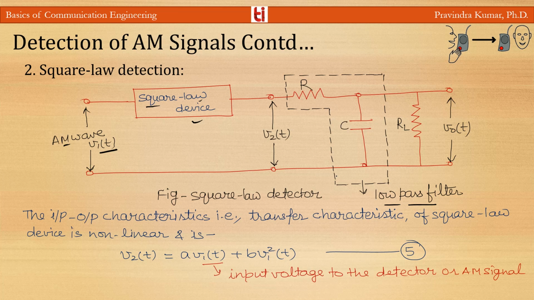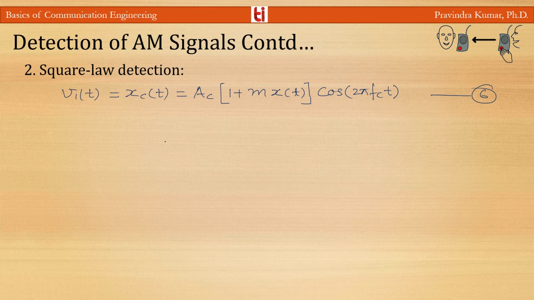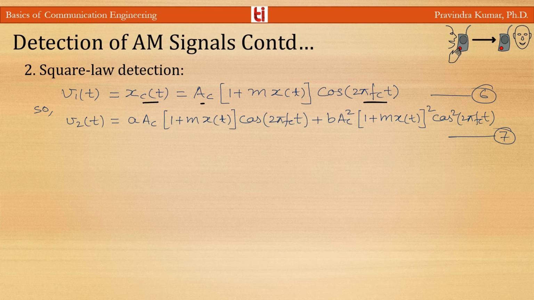And V1(t) is the input voltage to the detector, or AM signal, the amplitude modulated signal. So we can write V1(t) is x_c(t), the amplitude modulated signal, A_c[1 + m x(t)] cos 2πf_c t, and V2(t) will be a A_c[1 + m x(t)] cos 2πf_c t plus b A_c² [1 + m x(t)]² cos² 2πf_c t.